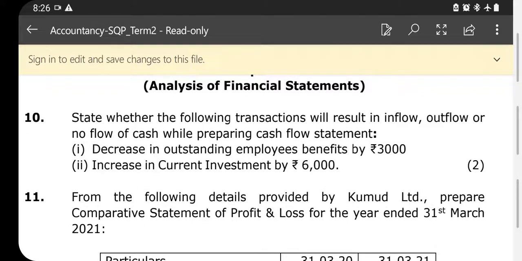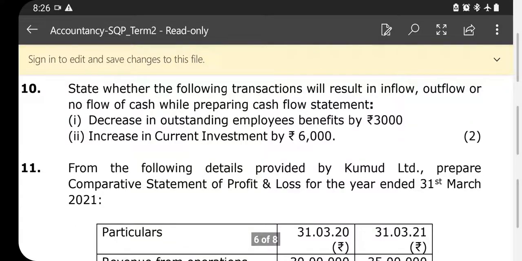state whether the following transactions will result in inflow, outflow or no flow of cash while preparing cash flow statement. Number 1, decrease in outstanding employees benefits by 3,000. Second point, increase in the current investment by 6,000. This is carrying 2 marks.